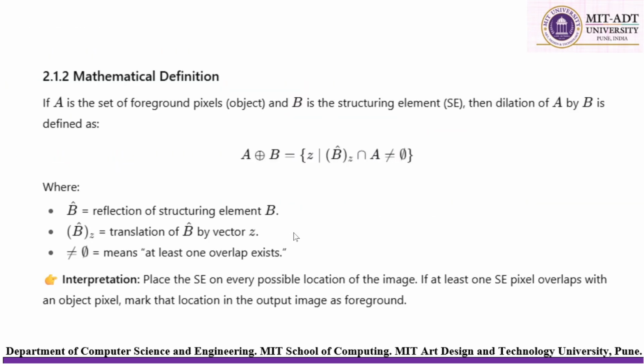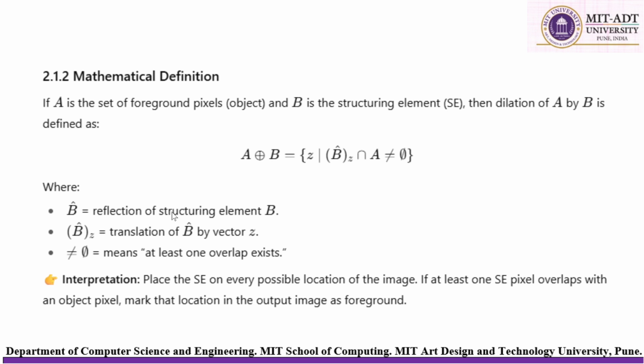Yes, so we are performing the reflection, right? After performing reflection, whatever your results are, those are the set elements you will have. Those set elements will be denoted with Z, let us say. And the intersection of those elements is not equal to null. So this is the mathematical definition of the dilation.